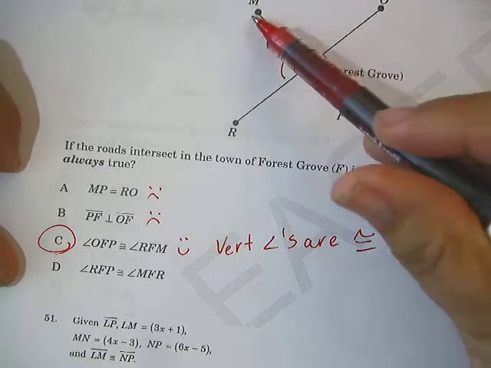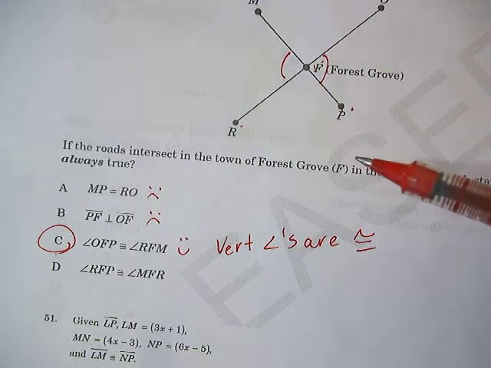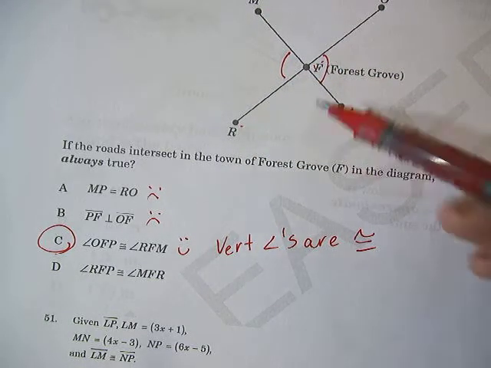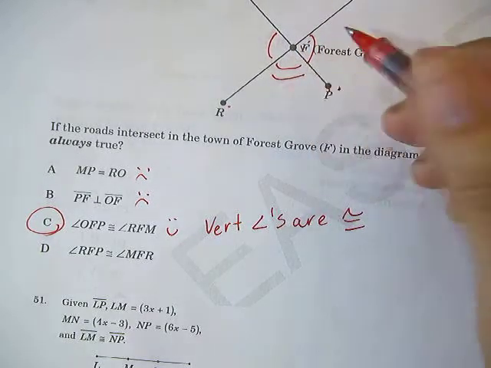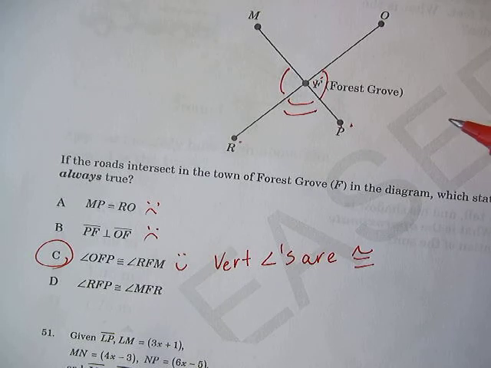RFP is congruent to MFR. No, I don't know that. It's only if they're perpendicular that they'd be congruent. So it's trying to say RFP here was congruent to that angle. I could say that they're supplementary, but that's not what it asked. It asked if they were congruent. So your answer is C.